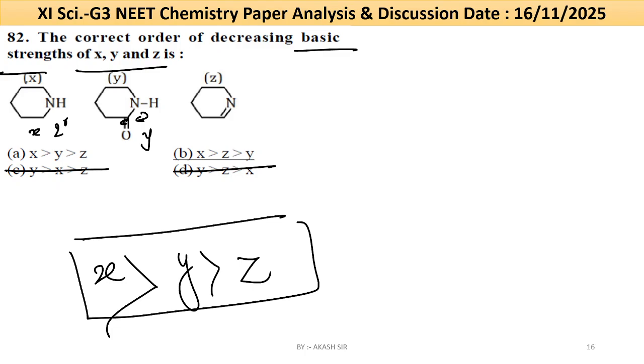So here, Y comes last. X is greater than Z and Z is greater than Y, due to the presence of the carbonyl group adjacent to the nitrogen. This compound comes last in the order.